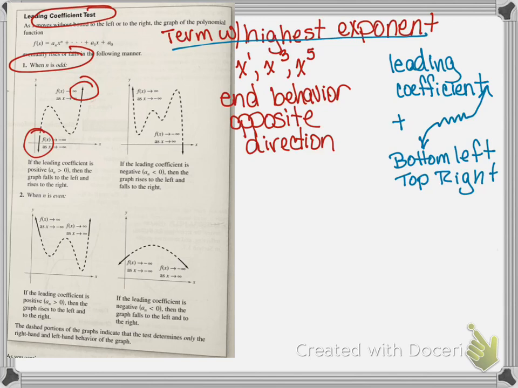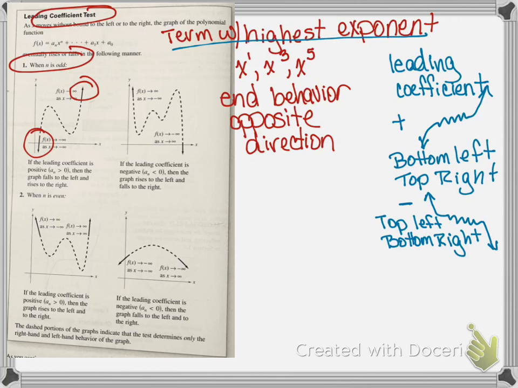Now, if my leading coefficient is negative, it's going to look like a line does when it has a negative slope. It's going to go from the top left to the bottom right. Okay? And there are times that I have to draw that out to think about it. So don't hesitate to draw a line.